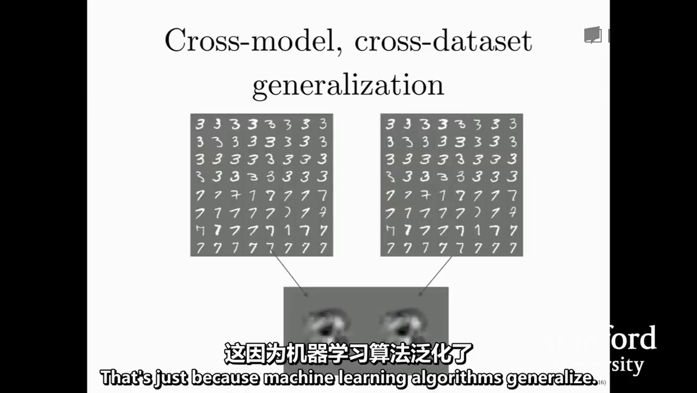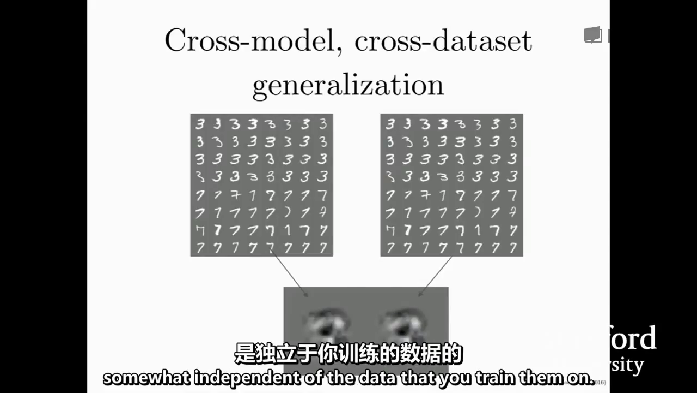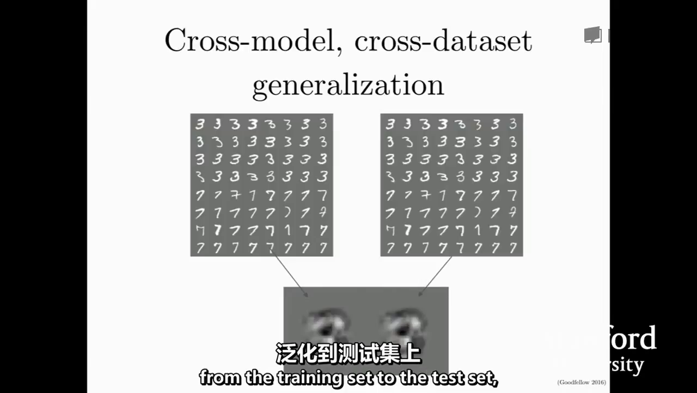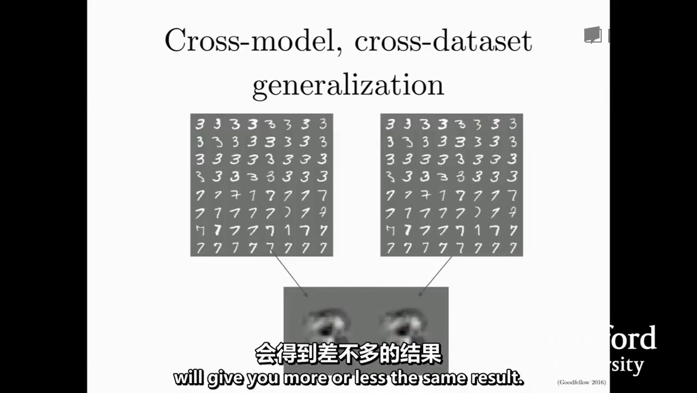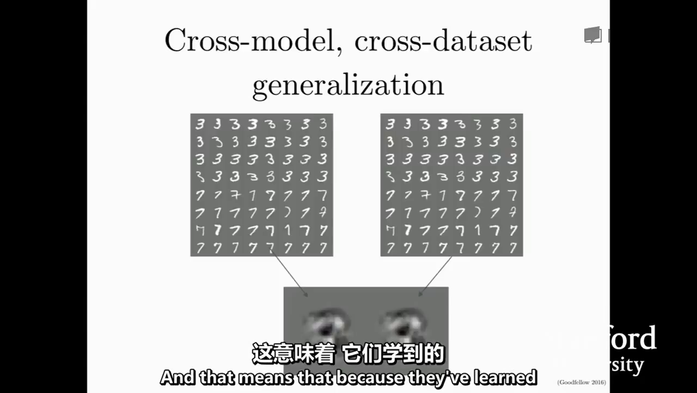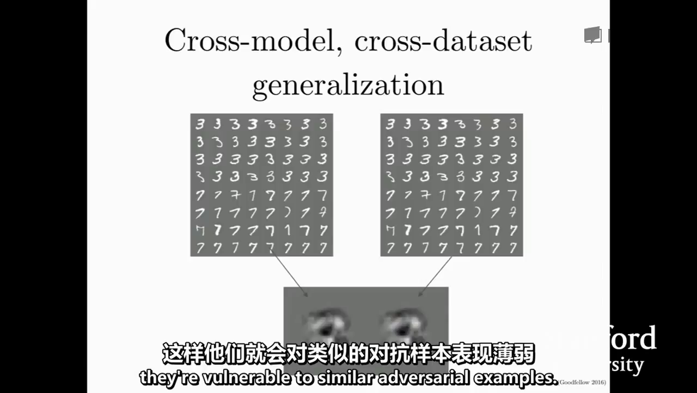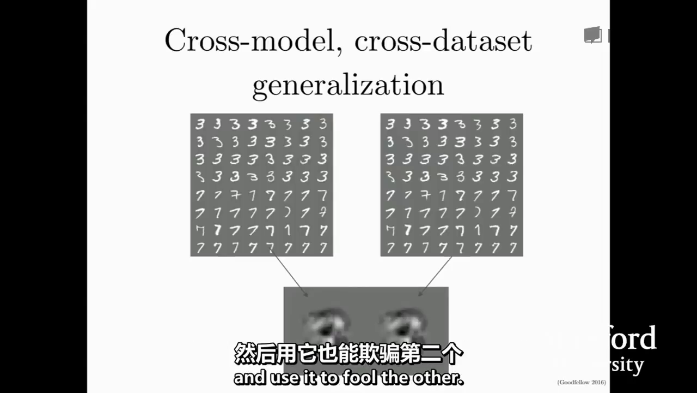That's just because machine learning algorithms generalize. You want them to learn a function that's somewhat independent of the data that you train them on. It shouldn't matter which particular training examples you choose. If you want to generalize from the training set to the test set, you've also got to expect that different training sets will give you more or less the same result. And that means that because they've learned more or less similar functions, they're vulnerable to similar adversarial examples. An adversary can compute an image that fools one and use it to fool the other.